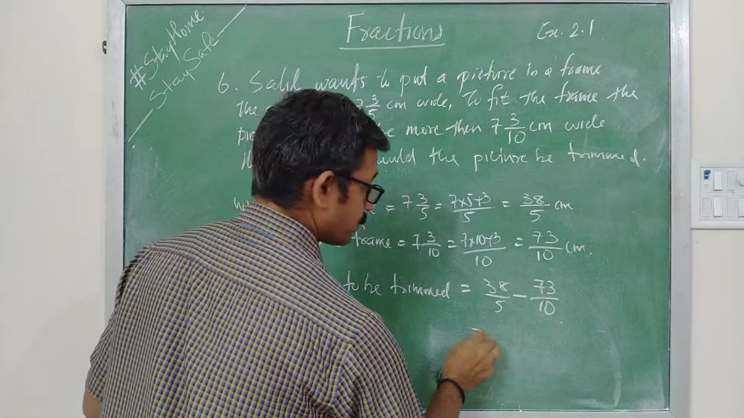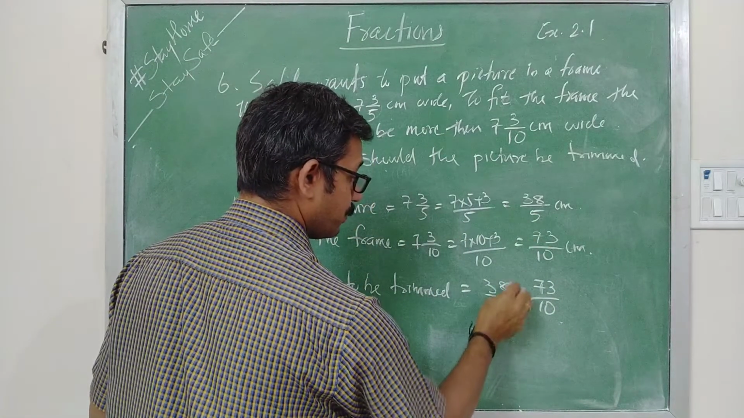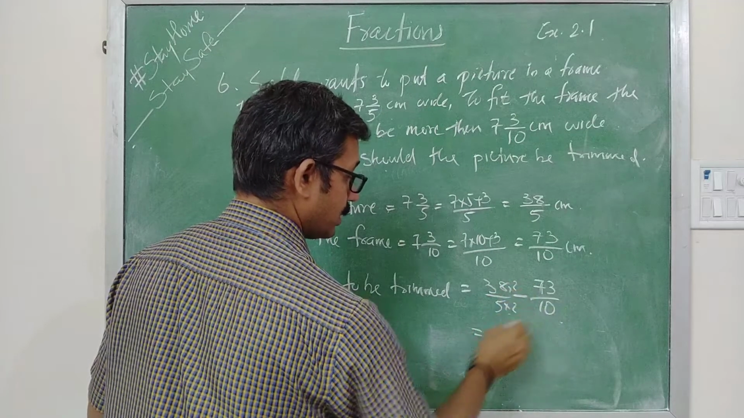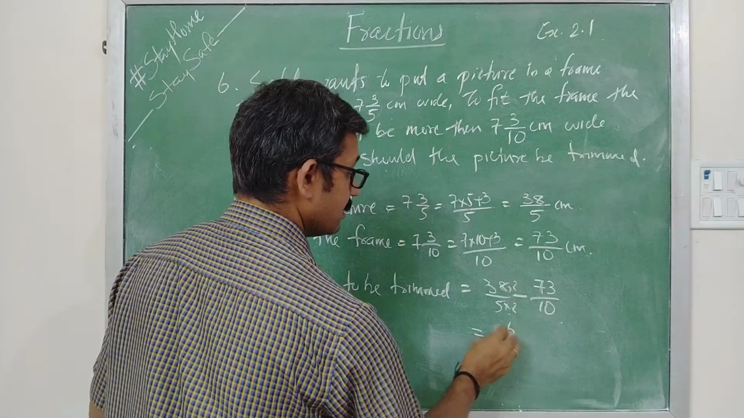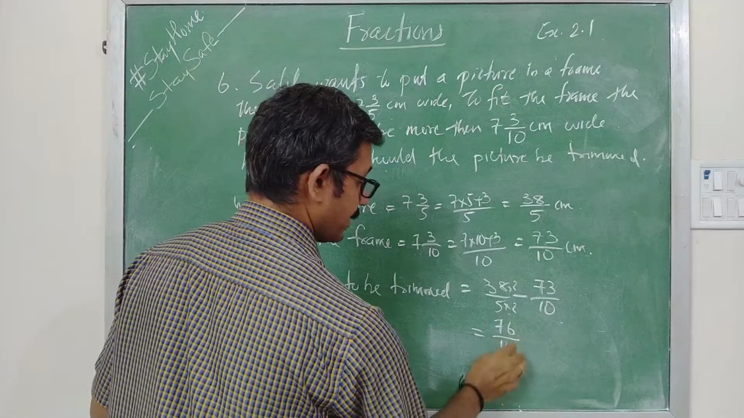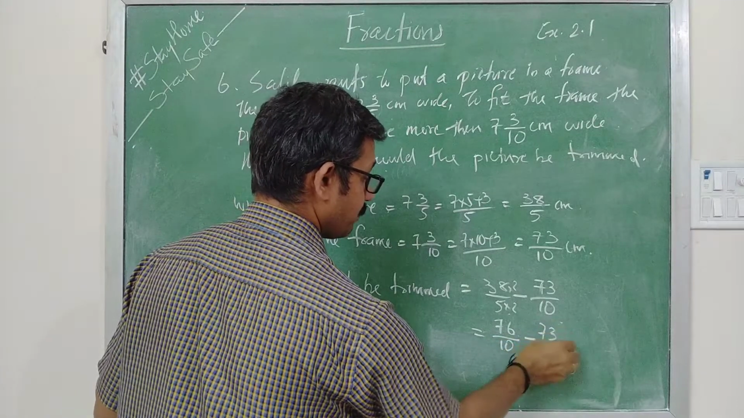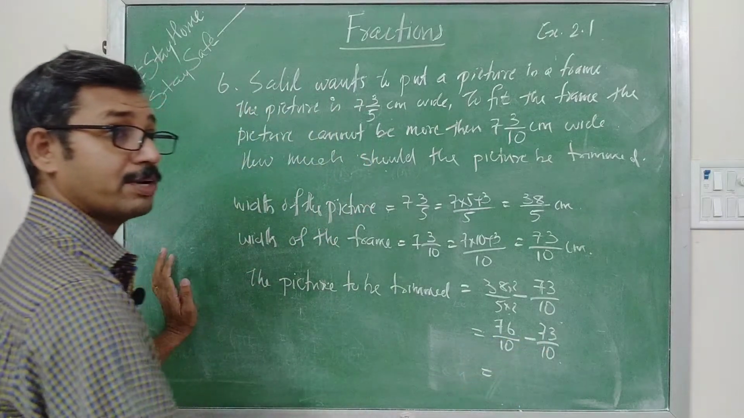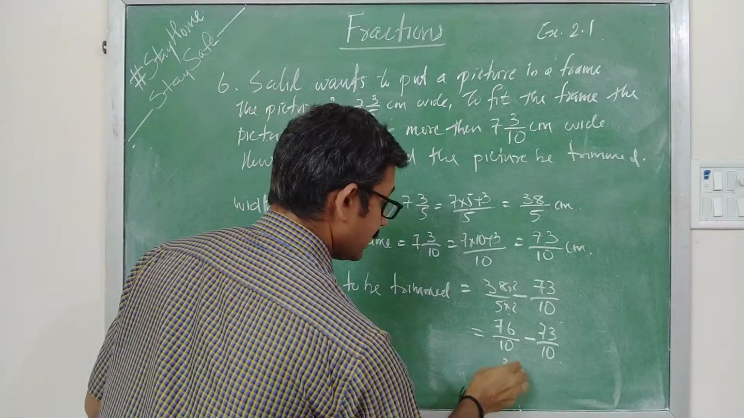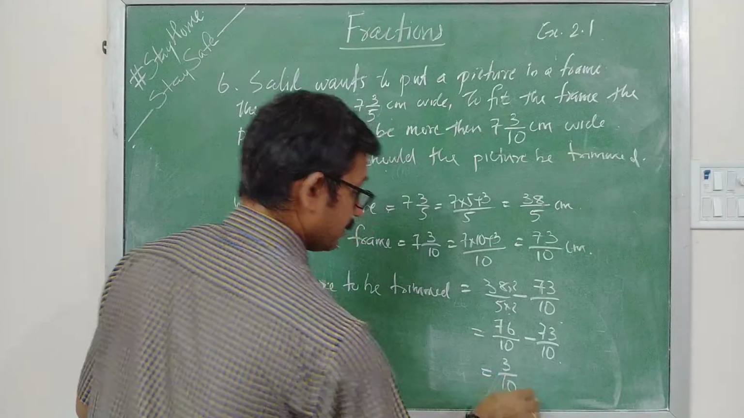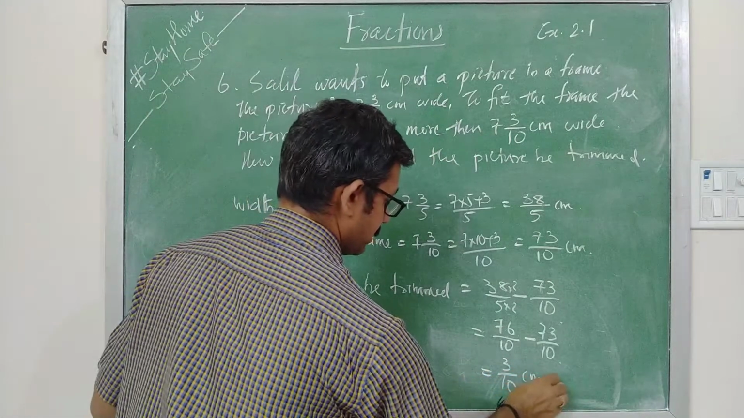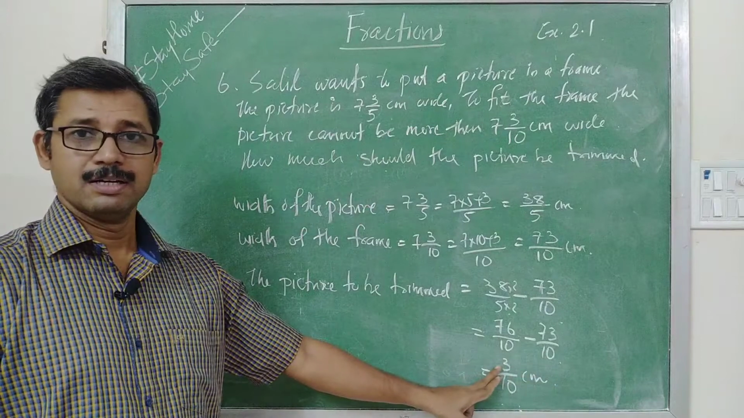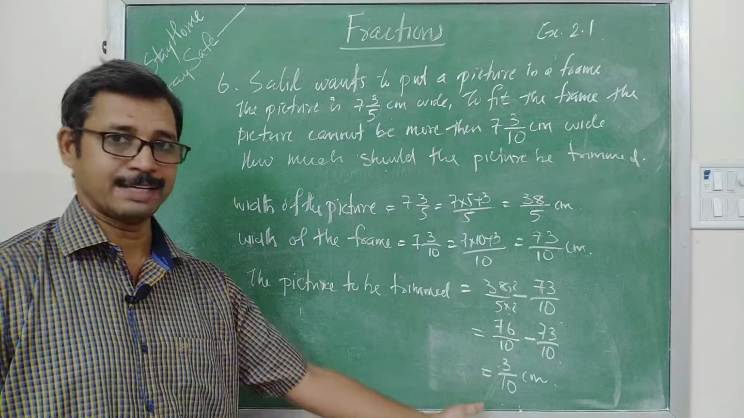Which is equal to, here we are multiplying by 2, so it is 76 upon 10 minus 73 upon 10. While subtracting, what will you get? You will get 3 upon 10 centimeter. Now you know that this is a proper fraction, so nothing to do now.